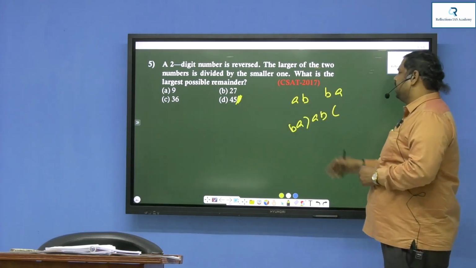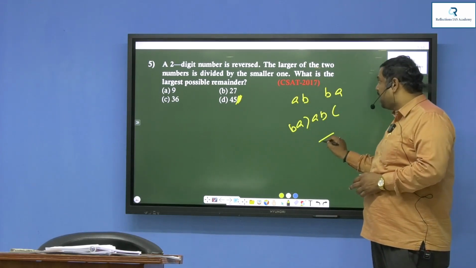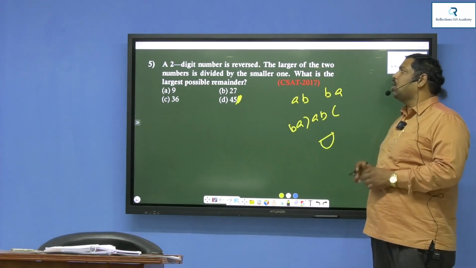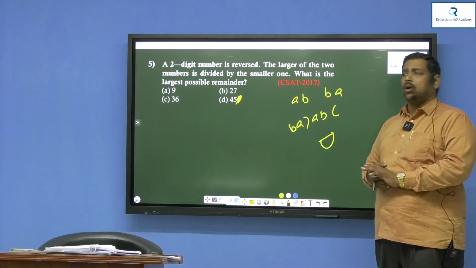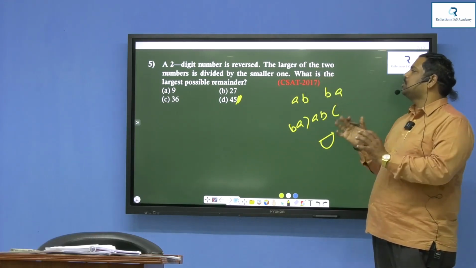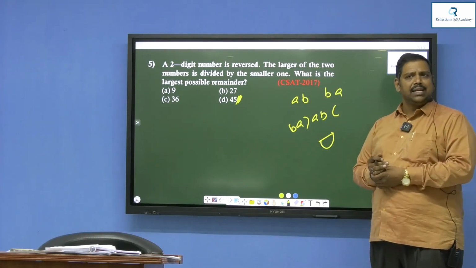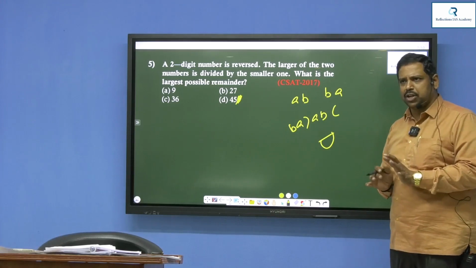Anyhow, BA and AB, right? You are going with the division. He is asking about the maximum. Largest possible remainder. So the larger of the two numbers is divided by the smaller one. What is the largest possible? This remainder needs to be the greatest one. Yes or no? Do you understand the question now?